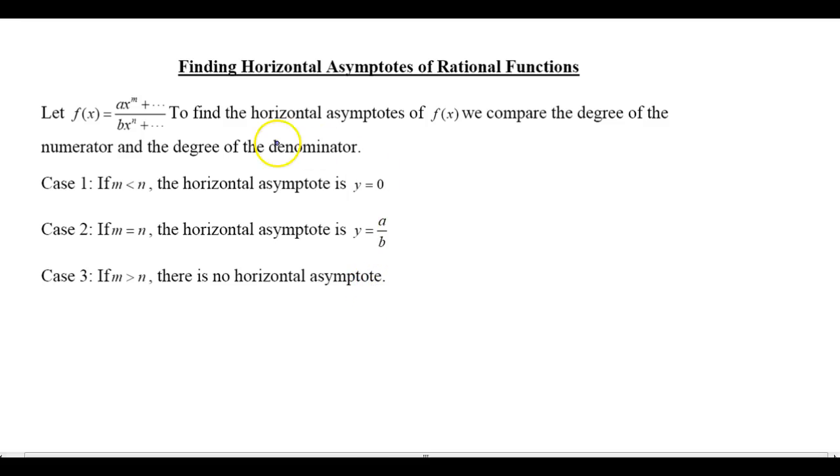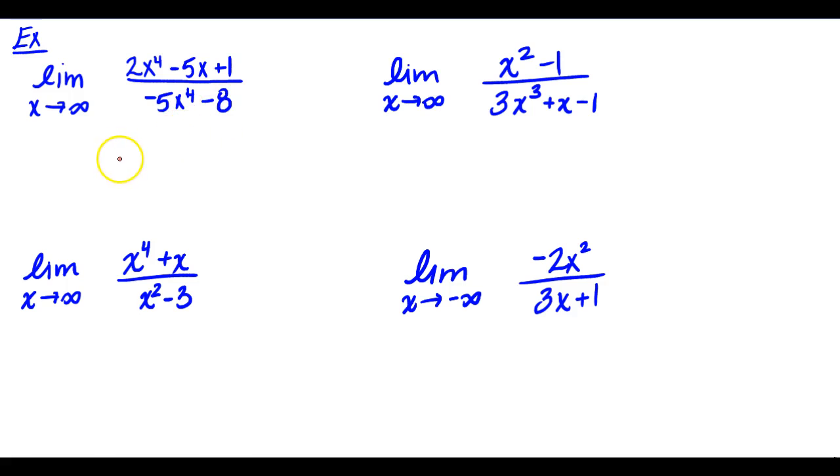So we're going to take these rules and we're going to tweak them a little bit when we think about them to help us solve limits at infinity. So let's go ahead and do a couple of examples now. Alright, now let's go ahead and try and solve these limits at infinity while keeping in mind the rules for finding horizontal asymptotes.